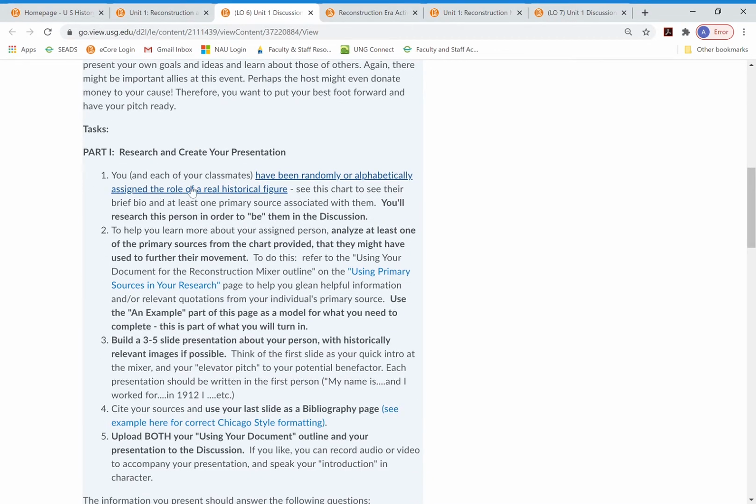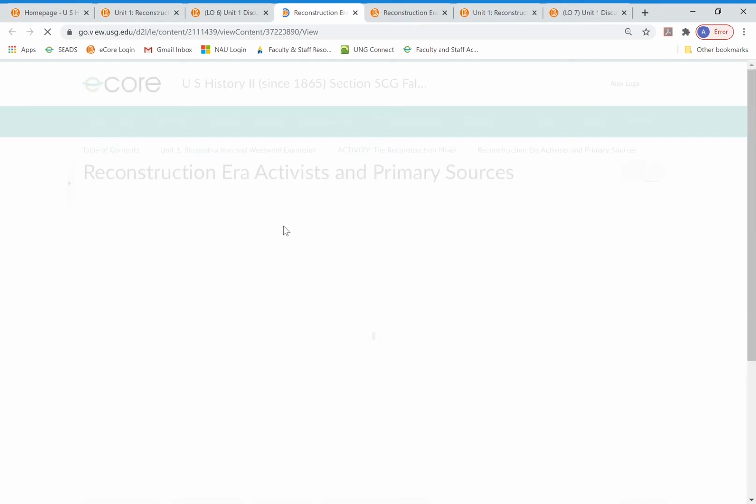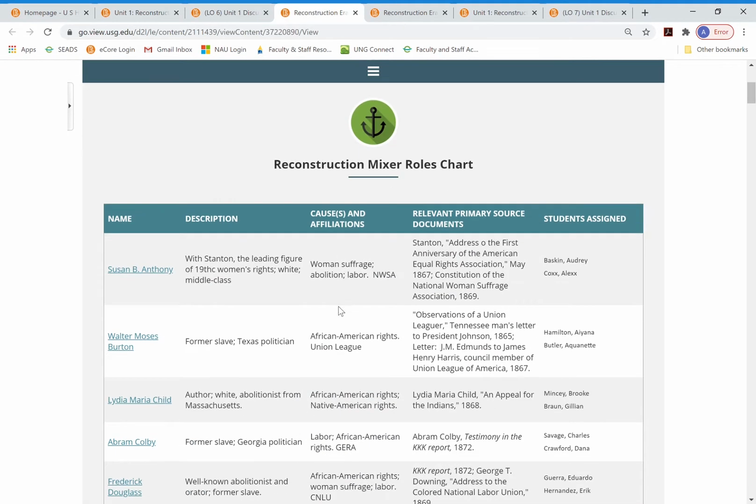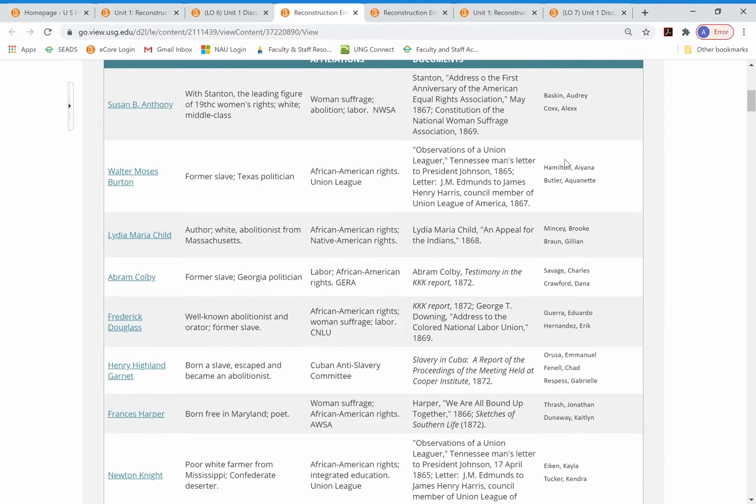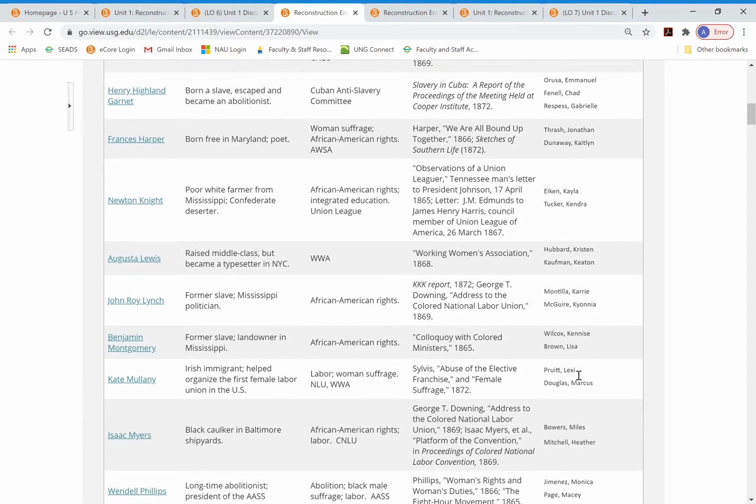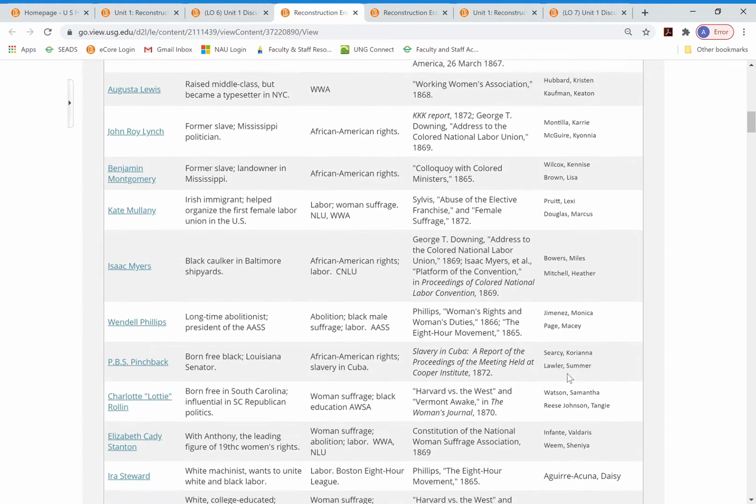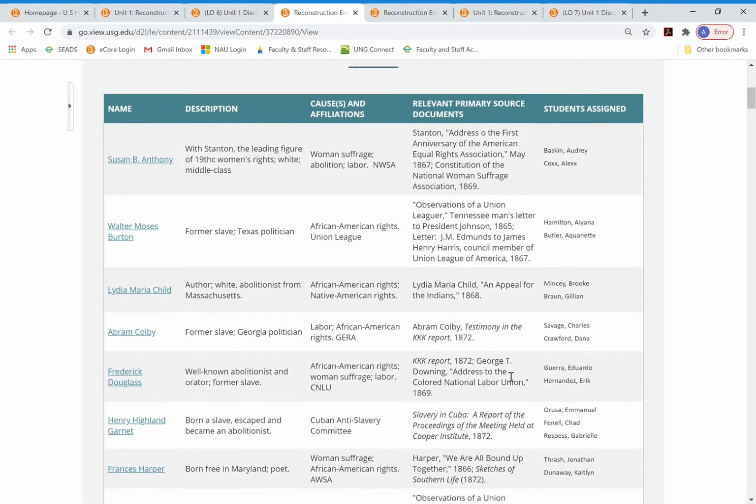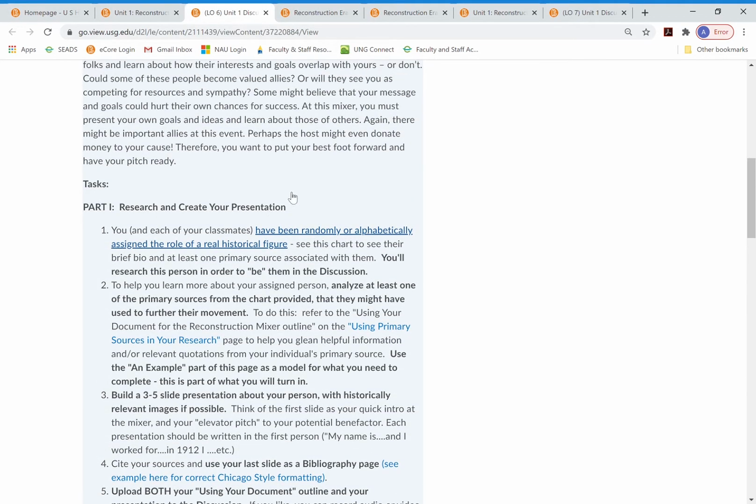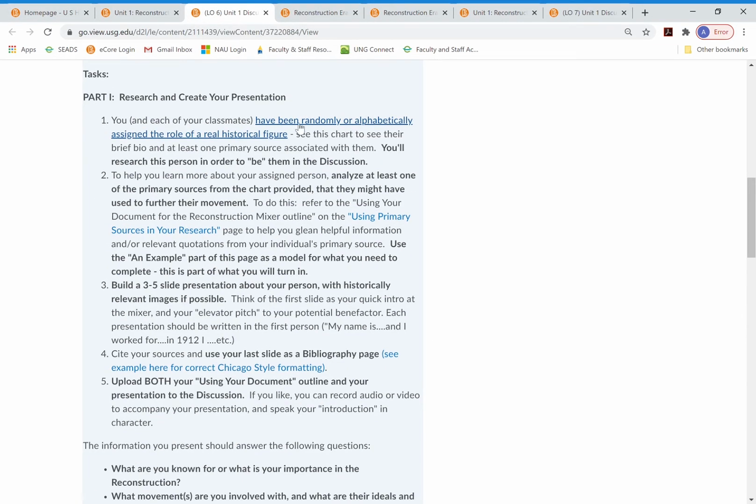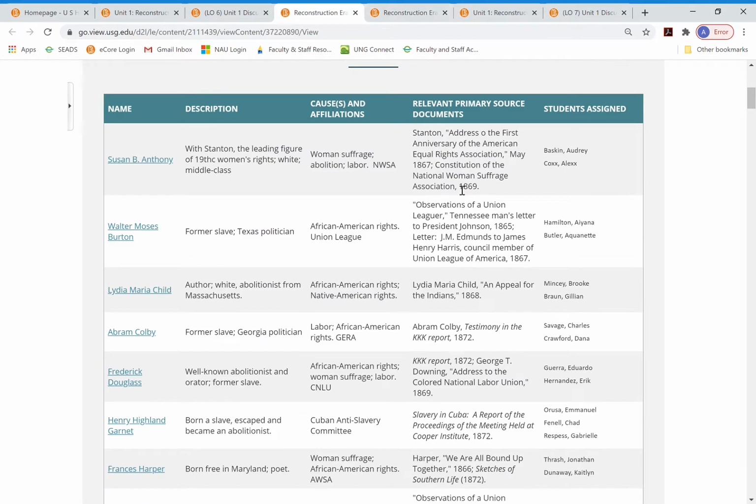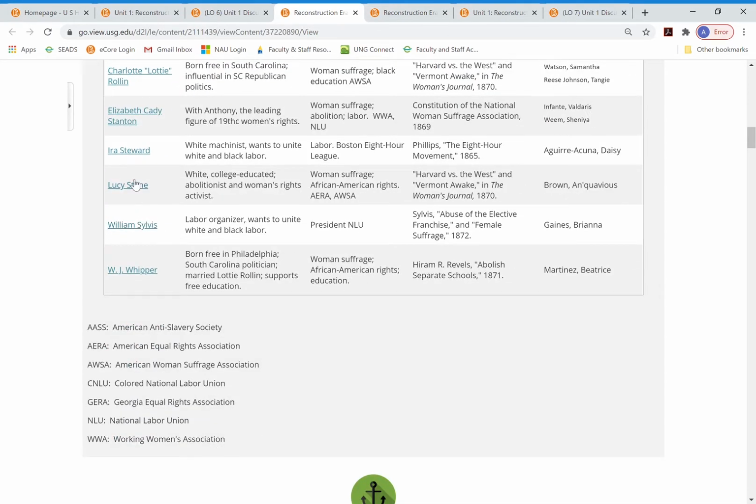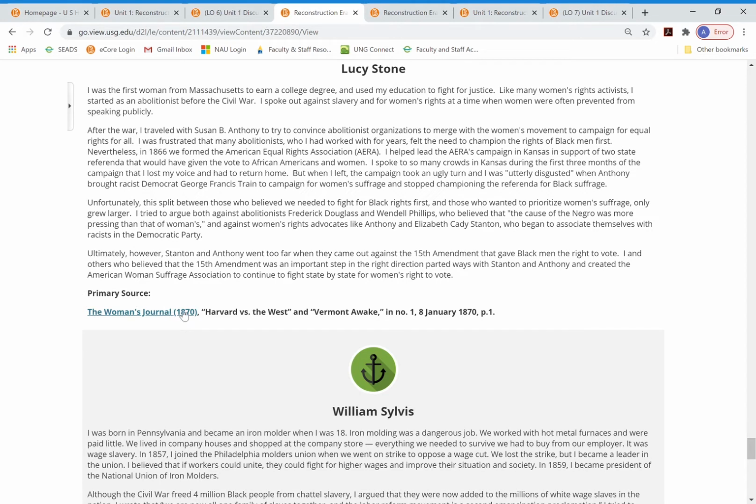So in part 1, we are going to take a look at your assignment of who is your Reconstruction era role that you're going to be taking on here. I've assigned each of you in the class. If you happen to be a late add or you don't see your name on here, please go ahead and just send me a text message. I'll get you added on here and we can get things rolling along. So you have your person that you are assigned to, and now there are a number of primary sources associated with each of these. So let's take a look at Lucy Stone. You can see your primary source down here.